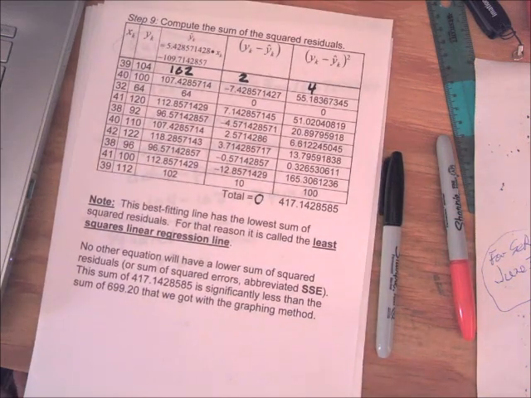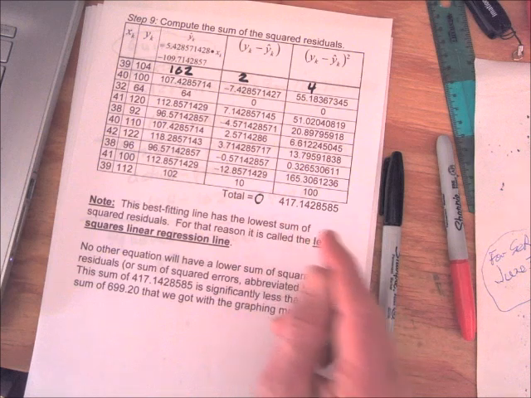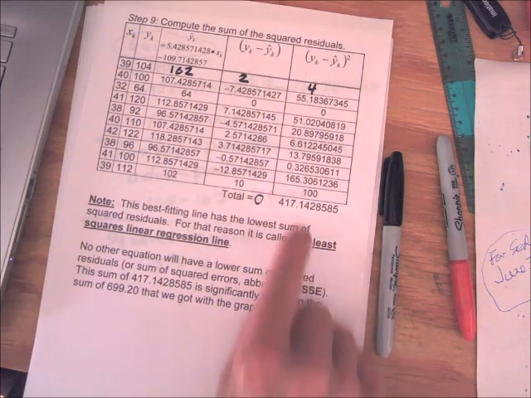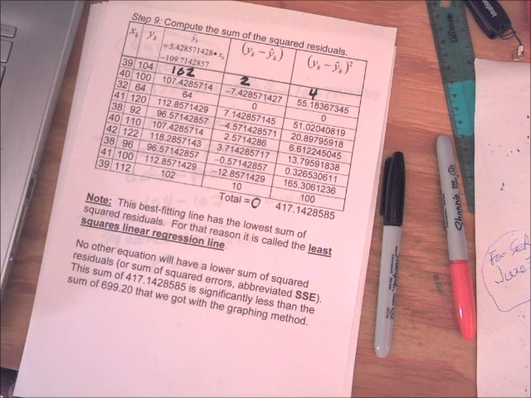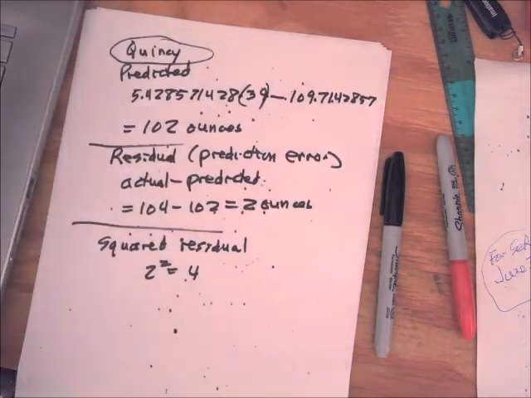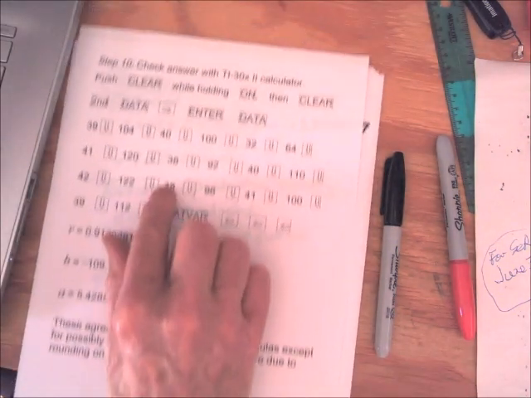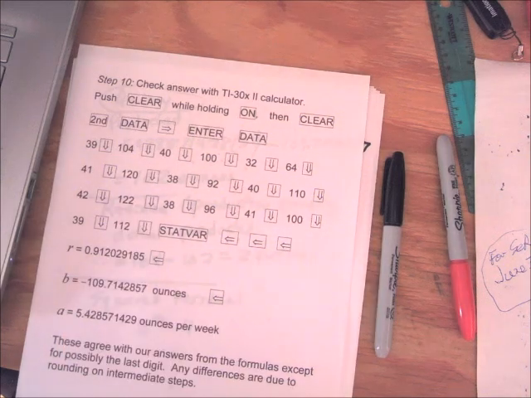It's the total sum of squared errors. When I tried to do it by hand using numbers that were not exact, it was further off. This is the best that we can do. It has the best sum of squared errors, something called the SSE. The sum of squared errors is 417, and that's the best that we can do. We can also use the calculator and get the same numbers with a lot less work.